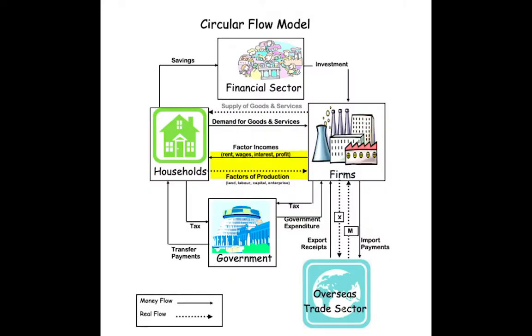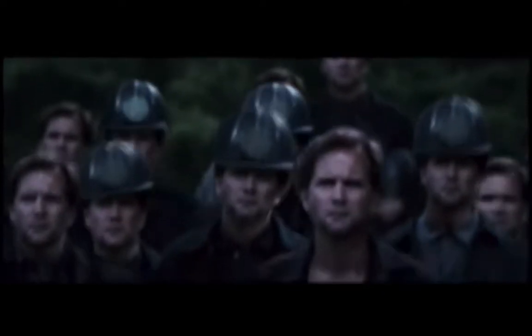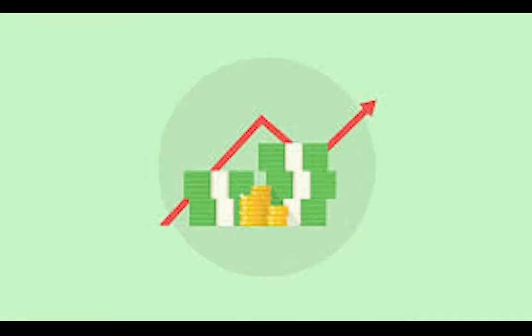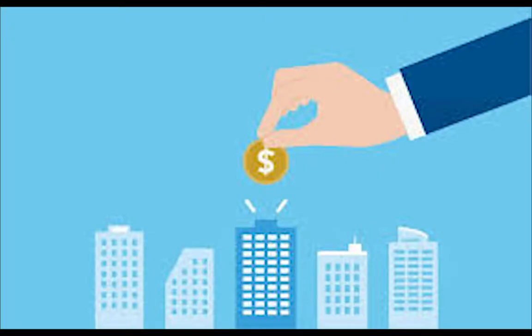Another set of reciprocal flows between the household and the firm sector are the factor incomes and factors of production. Factor incomes are what households earn from firms, in the form of rent, wages, and profit. Factors of production are the inputs that households put into firms, such as land, labour, or capital.